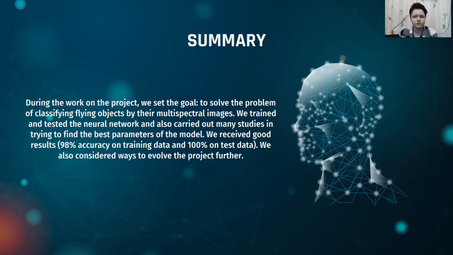And the summary. During the work on this project, we set the goal to solve the problem of classifying flying objects by their multispectral images. We trained and tested our neural network and also carried out many studies trying to find the best parameters of the model. We received good results, 98% accuracy on training data and 100% on test data. We also considered ways to evolve the project further.